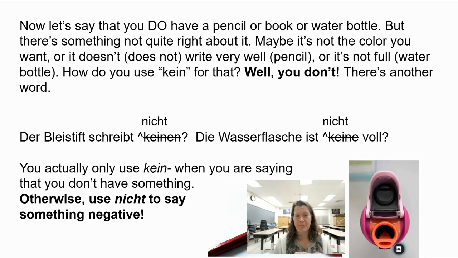There's another word. So if your pencil is broken, you're going to say, der Bleistift schreibt nicht. And if your water bottle's not full, you can say, die Wasserflasche ist nicht voll. Okay, nicht. So you actually only use kein when you're talking about something you don't have, all right? It's the absence of something. You had one and now you don't, okay? Or you wish you had one and it's just not there. Kein, right? Otherwise, you're going to say nicht to say something negative.